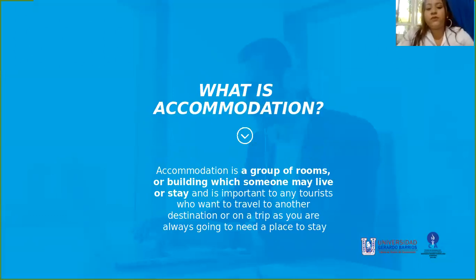Accommodation is a group of rooms or buildings in which someone may live or stay, and it's important to any tourist who wants to travel to another destination or on a trip, as you are always going to need a place to stay, okay? When we travel or take a family trip, for example, usually the first thing that we do is to look for accommodation to stay comfortably with our family, right? Que cuando nosotros viajamos, tenemos una excursión familiar o viajamos a otro país, usualmente lo primero que nosotros hacemos es buscar un alojamiento donde estar.